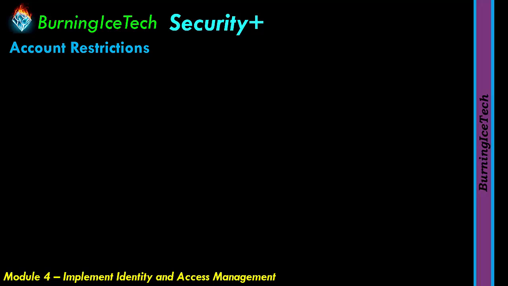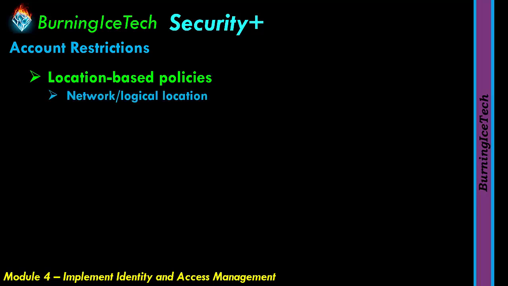Now what I'm about to explain to you guys and what I'm about to list is not the only restrictions there is. These are simply some of the most common ones and some of the most widely used ones. So the first category, yes, category, is location-based policies. I kid you not. And when it comes to location-based policies, you get something called logical network location policies.